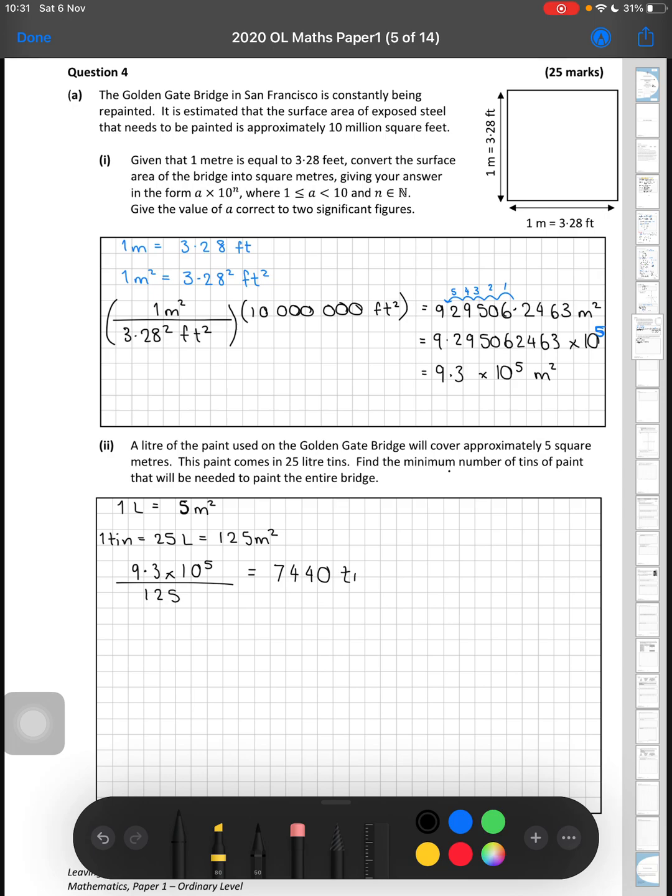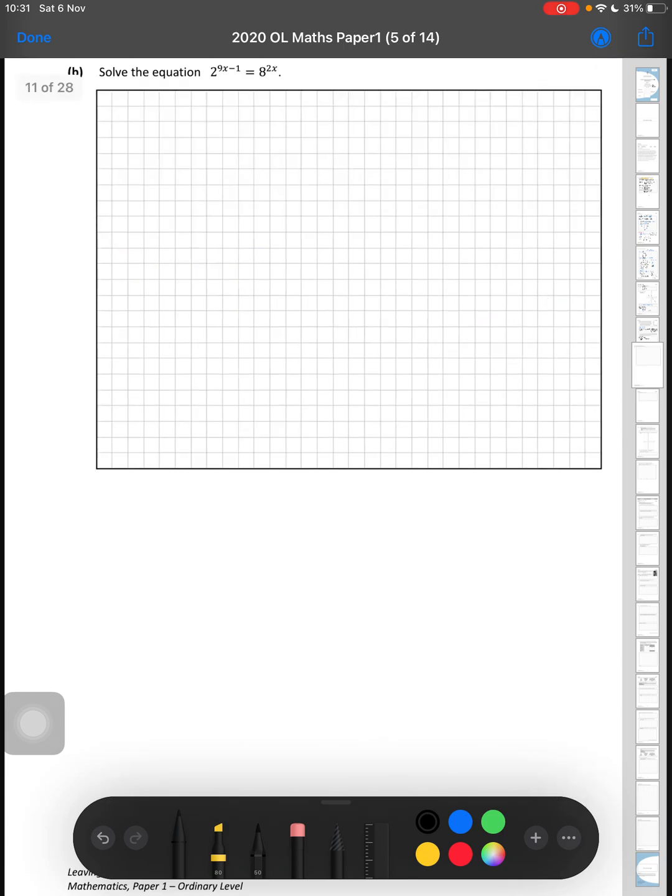Okay, so the answer that I get out there, it actually works out exactly even, which is quite nice, is 7,440. So that's how many tins I need to paint this amount.